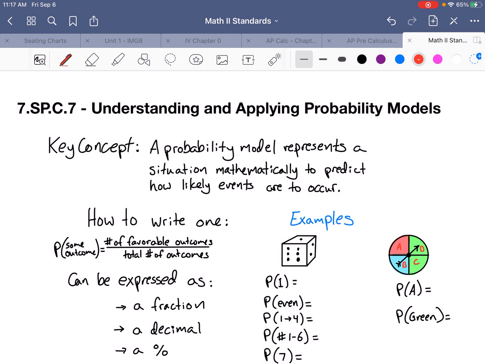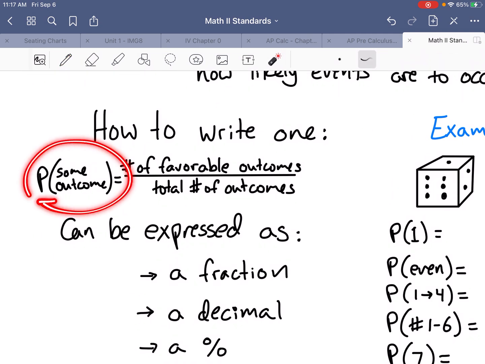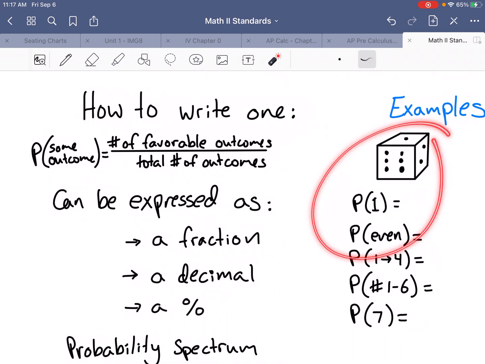So the key concept here is that a probability model represents a situation mathematically to predict how likely events are to occur. Now, how you write one is that this right here means the probability of something happening. For example, over here, when you roll a number cube, what's the probability of rolling a 1, or the probability of rolling an even number, or 1 to 4?